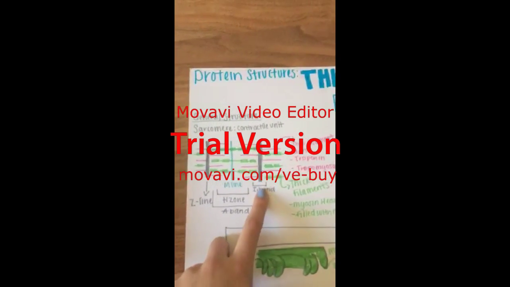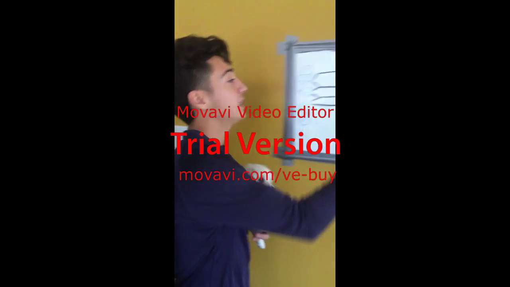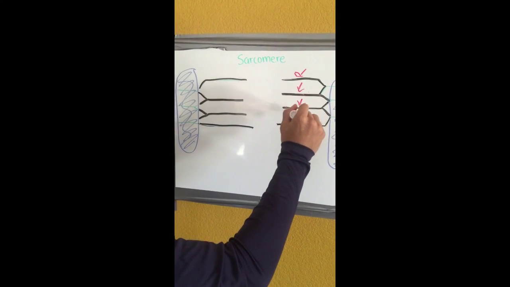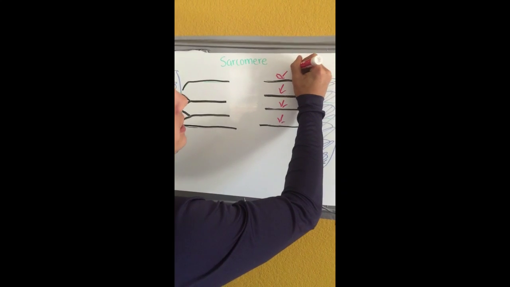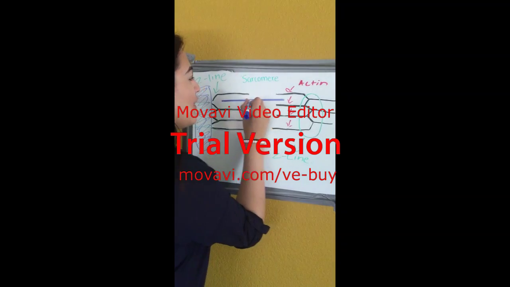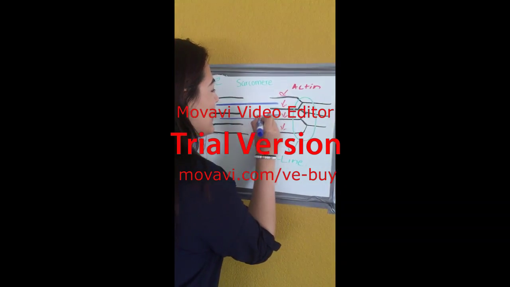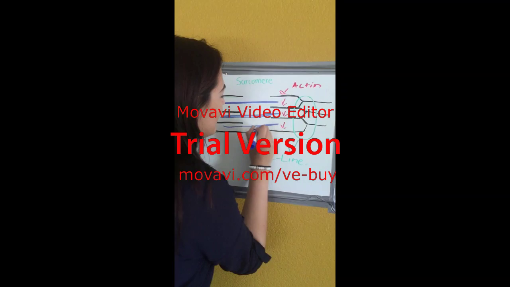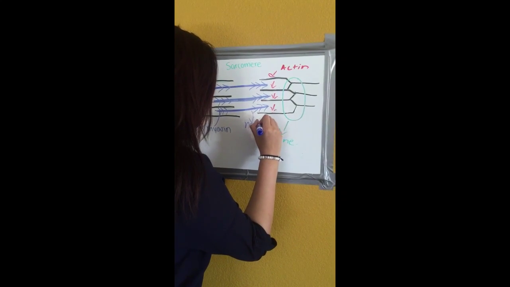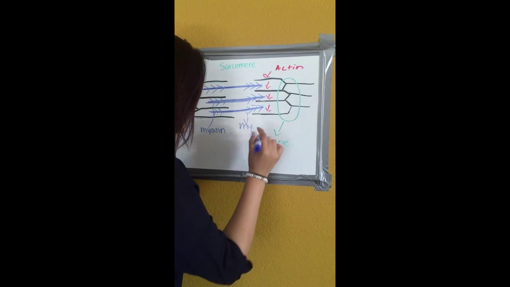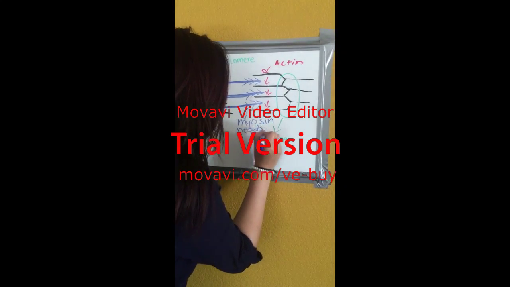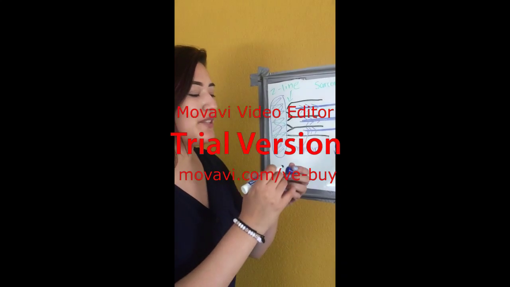In the myosin, these thin lines, sorry about the bad handwriting, are the thin filament actin. These thick lines are known as the myosin filament of the sarcomere. These are the myosin heads, and they eventually interact with the actin.